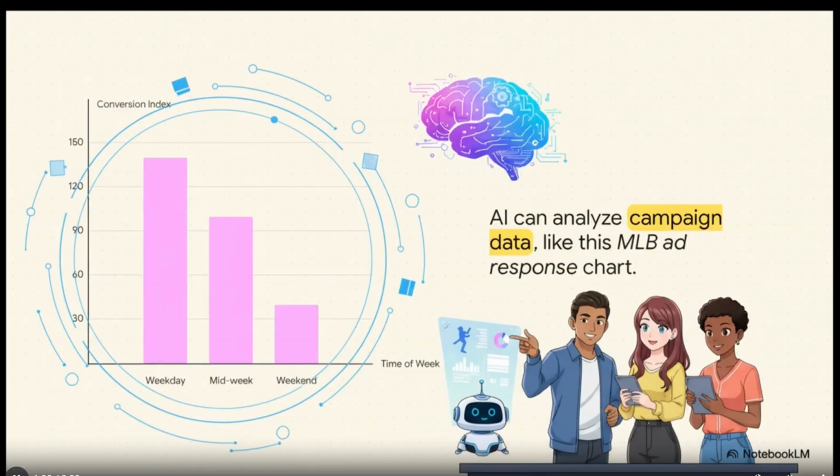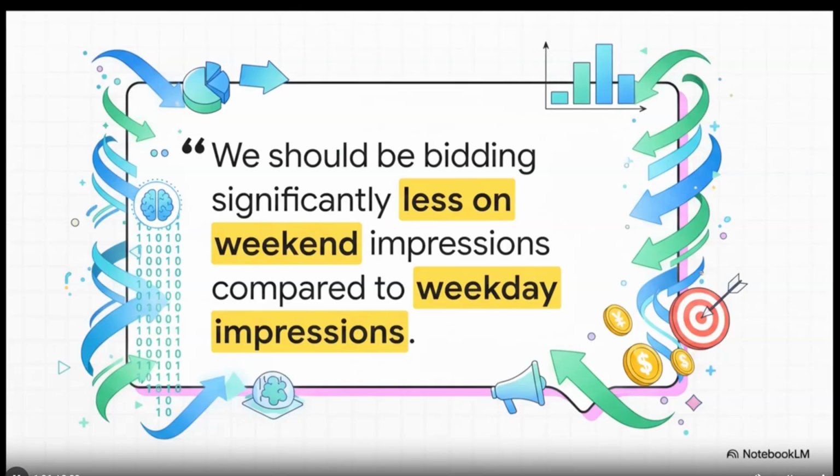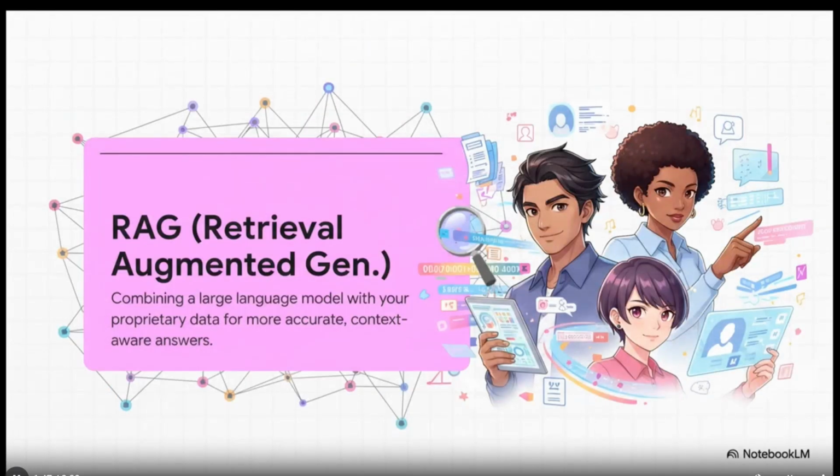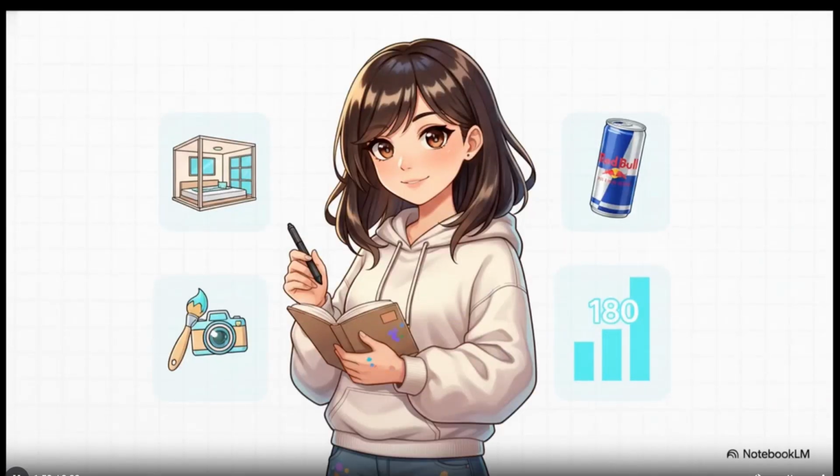For instance, AI can analyze your campaign data. Check out this MLB ad response chart. The insight? Bid way less on weekends. That's data turning directly into ad spend strategy. But let's go deeper. Who exactly is converting on those weekdays? This is where a cool technique called a RAG comes in. It lets AI use your data to build personas. And voila, you get a data-driven persona like Jenna. This insight then fuels smarter content creation.